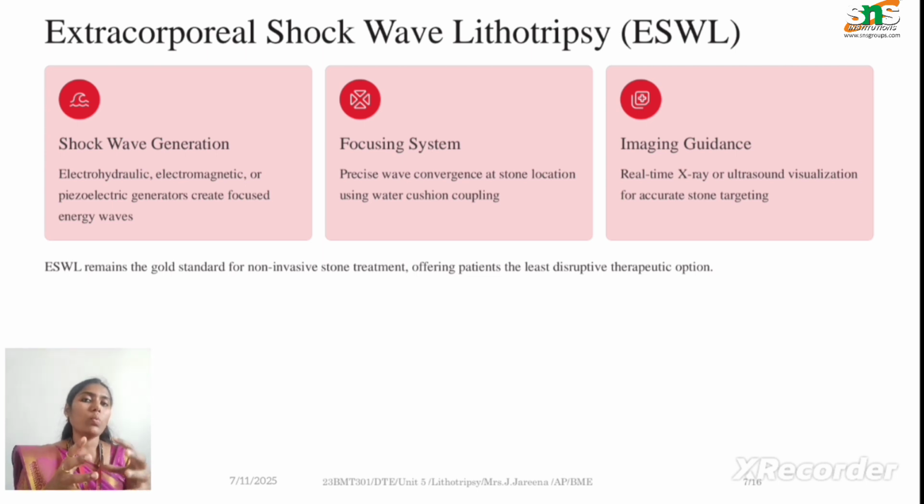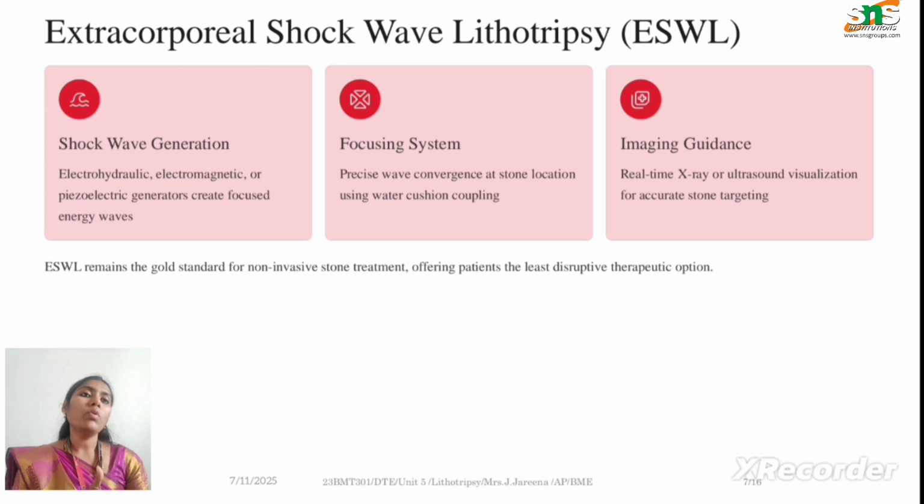And once the focused energy is generated, we have to make it aligned so that it hits the kidney stones. For focusing and condensing, we are using the water coupling or water cushion coupling method. So once focused, automatically it will go into the right path, and the kidney stone will start to break.